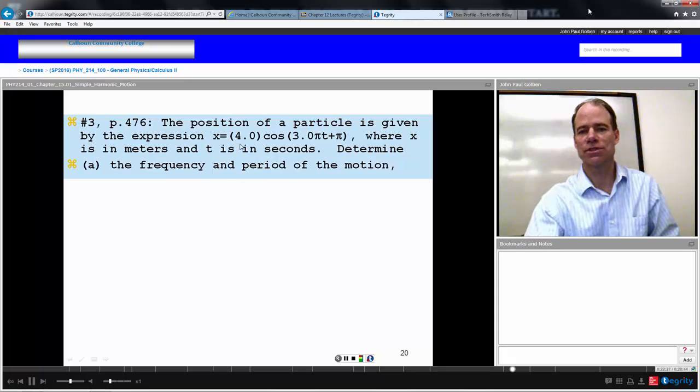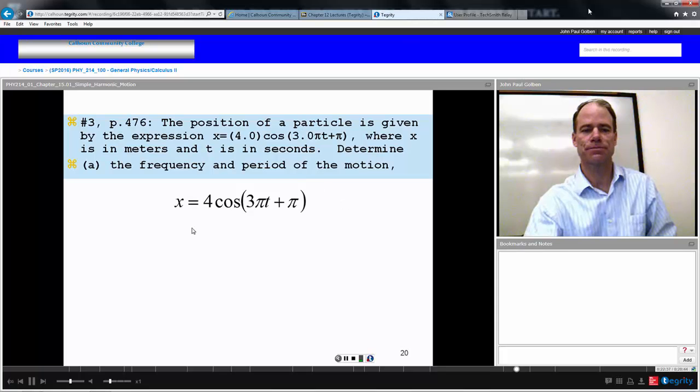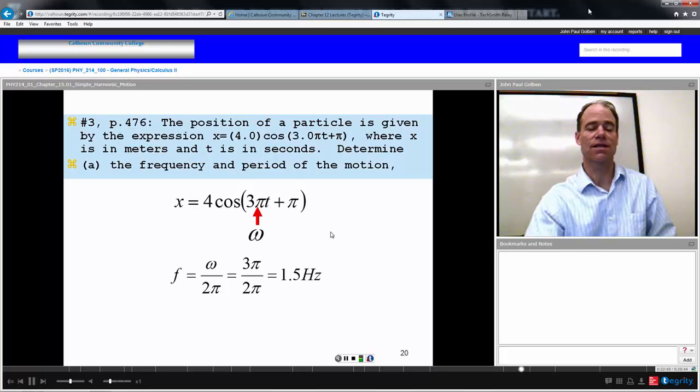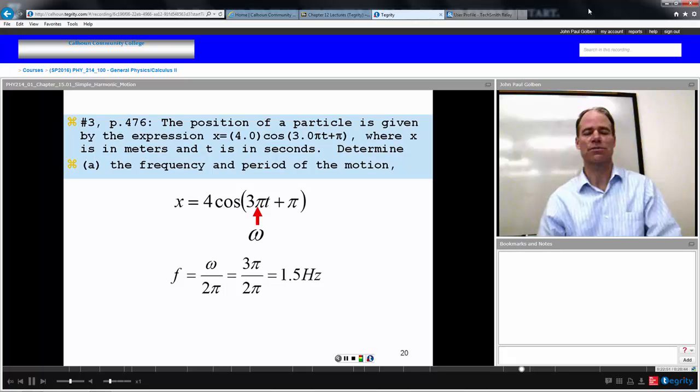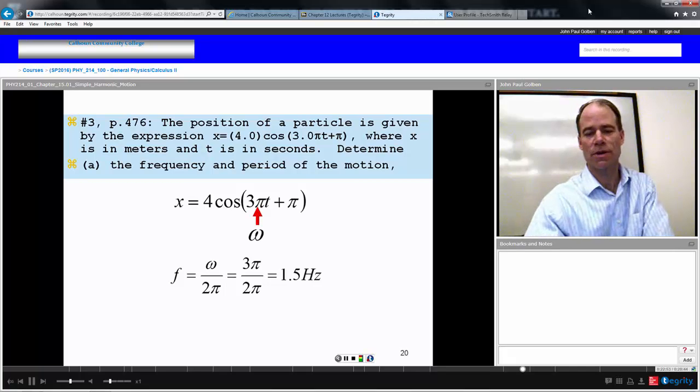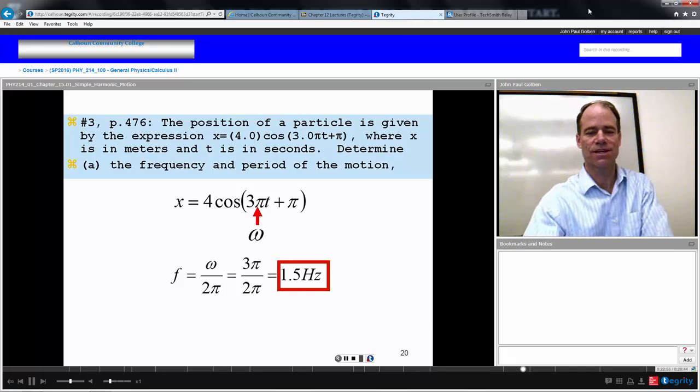Well, I have my position as a function of time and my amplitude out front. Whatever's in front of the t is my angular frequency. In this case, it's 3 pi. So just by looking at my solution here, I can establish that my omega is 3 pi. If I know omega, I can find the frequency, because the frequency is omega divided by 2 pi. So that's 3 pi divided by 2 pi, or 1.5 hertz.